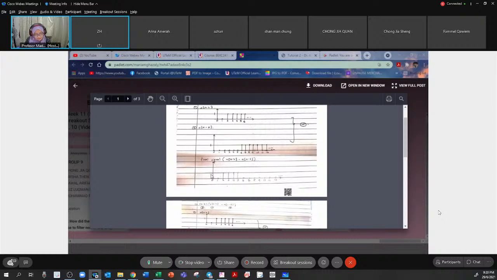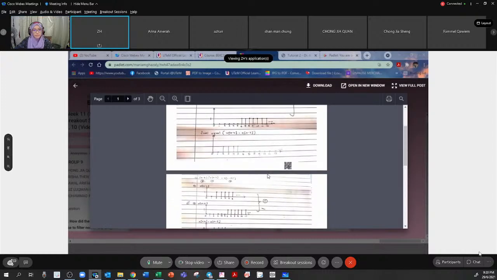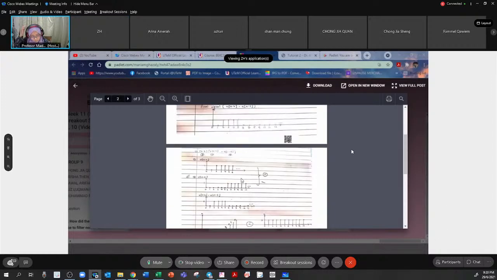Next, 2C. Next will be n minus 2, right? So n minus 2 will be the ramp input. For u[n minus 6].